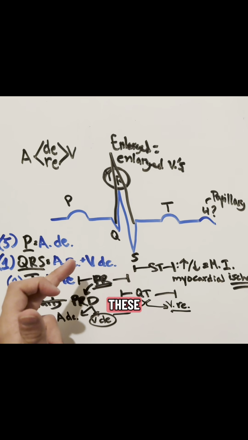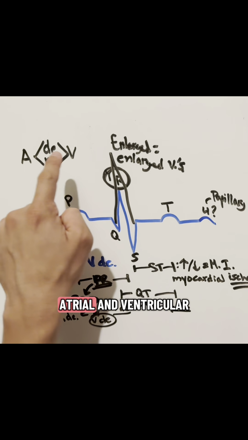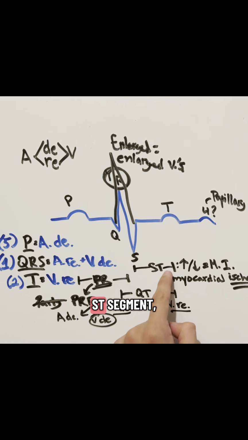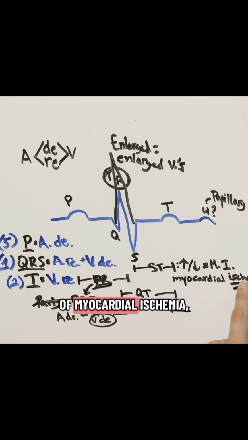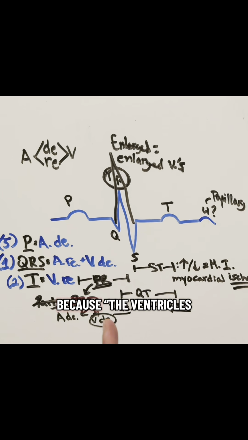And we remember these because there are four things that we look for on an EKG reading: atrial and ventricular depolarization and repolarization. The ST segment, if it is elevated or decreased, can be indicative of myocardial ischemia. The QT interval is associated with the ventricles because the ventricles are cute. So ventricular depolarization to ventricular repolarization.